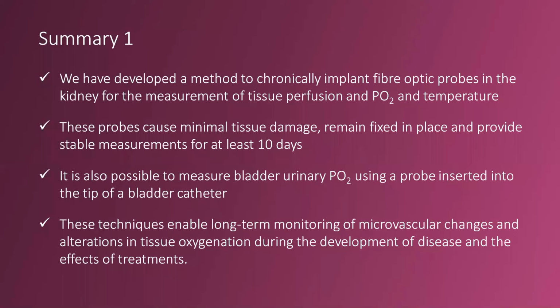So I'll now just move on to a summary of what I've presented. This is really the equipment and the techniques. We've developed a method to chronically implant fiber optic probes in the kidney for measurement of tissue perfusion, PO2 and temperature. These probes cause minimal tissue damage, they remain fixed in place, and they provide stable measurements for at least 10 days. We've shown you that it's also possible to measure bladder urinary PO2 using a probe inserted into the tip of the bladder catheter. And these techniques enable long-term monitoring of microvascular changes and alterations in tissue oxygenation during the development of the disease and also the effects of treatments.